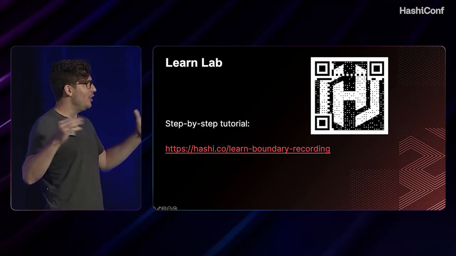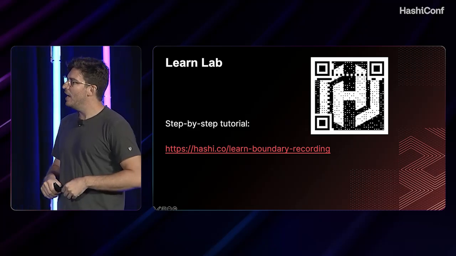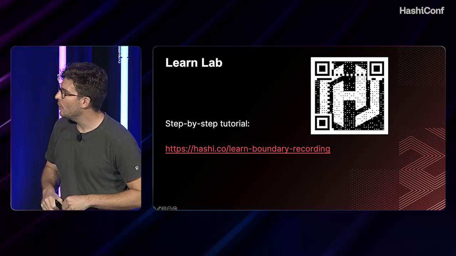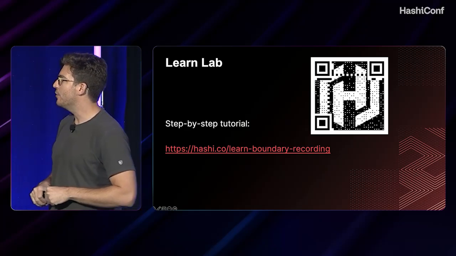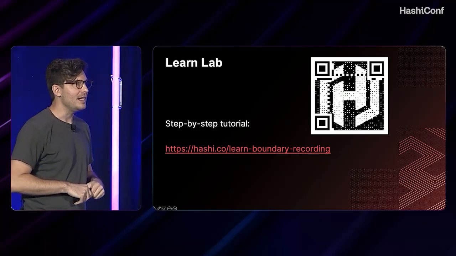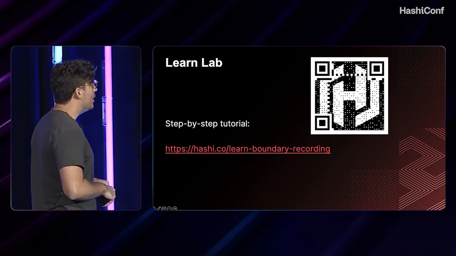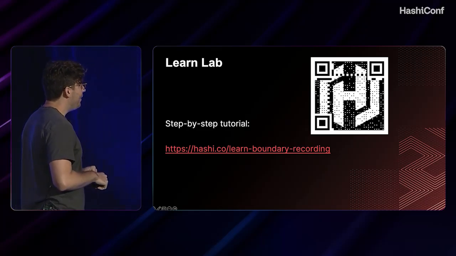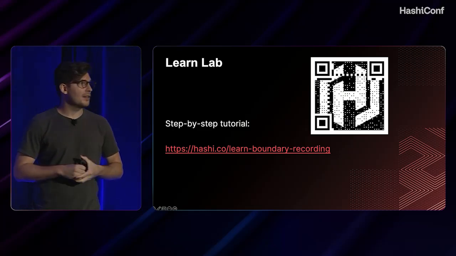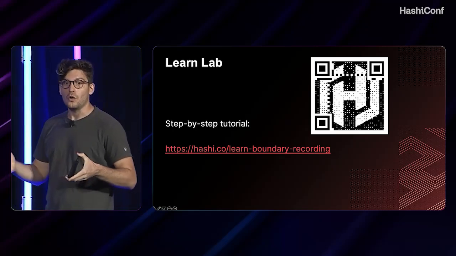So that's an introduction to today's content and what we're going to be doing. I'm going to give you a chance to fire up the tutorial content. You can scan this QR code, or you can visit the link that I have up on the screen. That is hashi.co/learn-boundary-recording, and pull up the tutorial for today's content. It's a step-by-step lab that you can also try at home if you prefer. The main things that you'll need to have in this lab are access to HCP Boundary. You'll need to launch a Plus cluster. And then we'll also need Docker installed on your local machine.